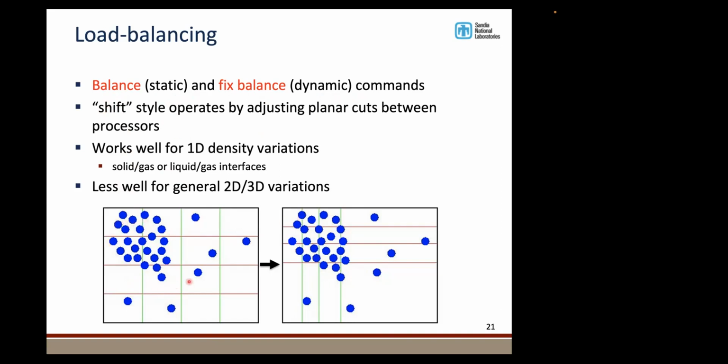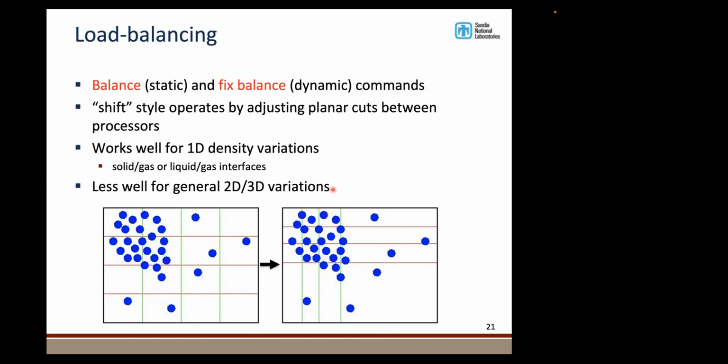So here's the unbalanced case. You can see that the top left processors have many more atoms in their subdomain. Each box represents the subdomain of a processor. And then if we shift the cuts, you can see that it's much more balanced. It's not perfect, but we've made the subdomain smaller where there's more atoms and larger where there's less atoms. So this works really well for 1D density variations like a liquid gas interface, but it doesn't work as well for general 2D or 3D variations.